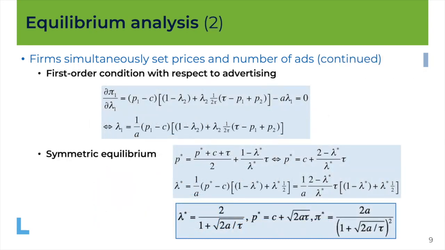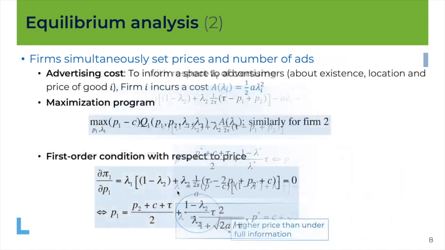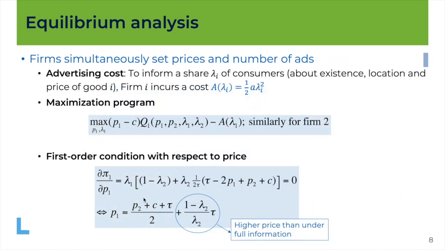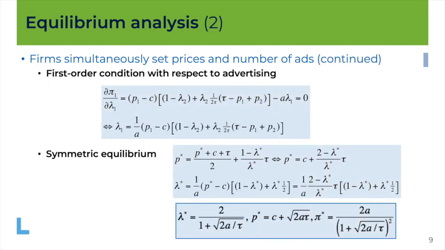Now, we also need to look at the first order condition with respect to advertising, so we need to take the derivative of profit with respect to lambda 1. This is done here. And we can then isolate lambda 1. What you need to do now is to combine this equation with the previous one, and also do this for firm 2.